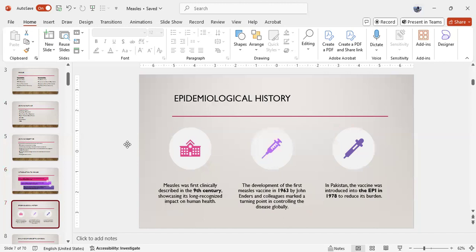Epidemiological history. Measles was first clinically described in the 9th century, showcasing its long recognized impact on human health. The development of the first measles vaccine in 1963 by John Enders and colleagues marked a turning point in controlling the disease globally. In Pakistan, the vaccine was introduced into the Expanded Program on Immunization in 1978 to reduce its burden.